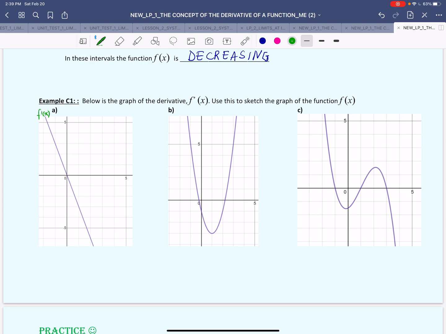So we have to identify the x-intercepts. There is one, there is no turning point. Now the x-intercept of the derivative will be the turning point of the graph of the function. The next thing we want to check is where f prime of x is positive and where it is negative. So f prime of x is positive right here, and f prime of x is negative down here.